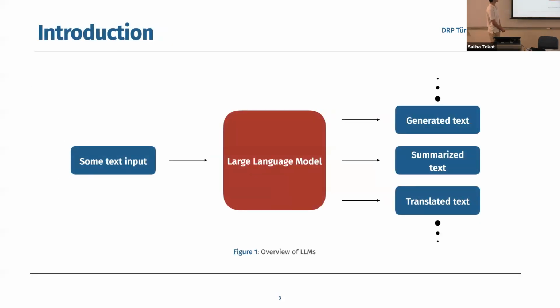So as an introduction, by large language model, we mean deep learning models that specialize on text data. So we have some text input and we are giving it to a model as an input. And then we are expecting to generate the text or summarize the text or translate the text. And actually, the most popular one is ChatGPT, which is one of the question answering large language models.